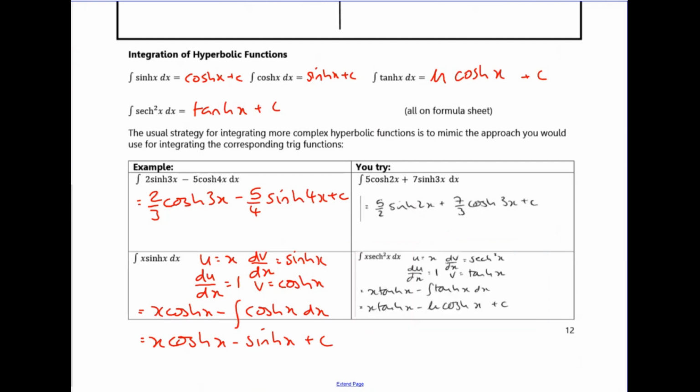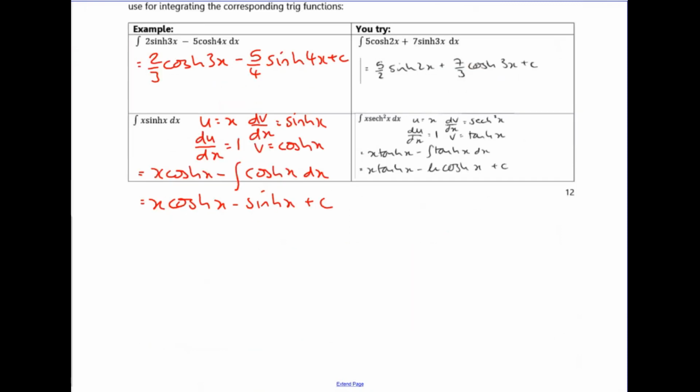Second one, by parts on this one. Choose your u to be x, choose your dv by dx to be sec squared x. Differentiate x gives you 1, integrate sec squared gives you tan. And then you end up integrating tan again, so you get ln cos x, which is on the formula sheet. So it's x tan x minus ln cos x plus c.